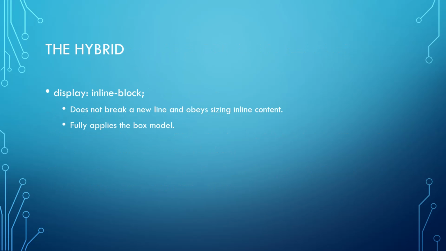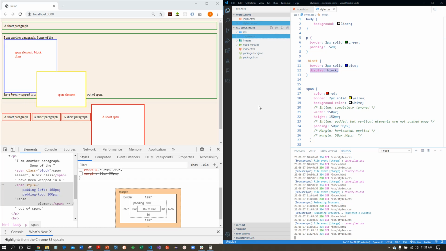The other thing we want to discuss is the hybrid, when the display property is set to inline block. So the inline block does not break a new line and obeys sizing of the inline content rules. However, it also fully applies the box model, kind of a hybrid between inline behavior and block behavior, very useful for design work. So here's our examples, and I have a mixture here on the page of paragraphs and spans.